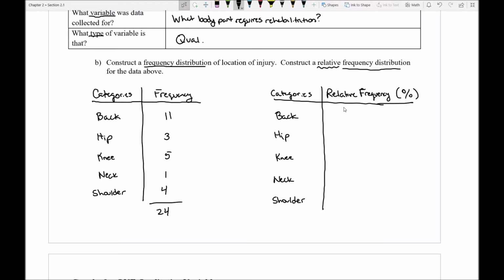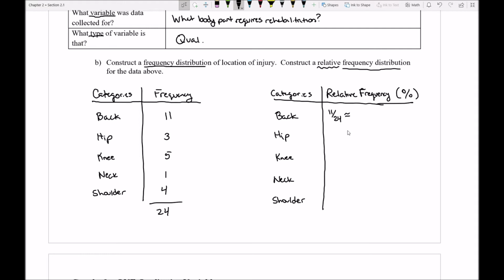of people. So notice that for back, I can say that there were definitely 11 people who said that their back needed rehabilitating, but that's out of 24 individuals. And so I have a percentage of people that responded with back. Now I'm going to take these values, type them into a calculator and round them off.